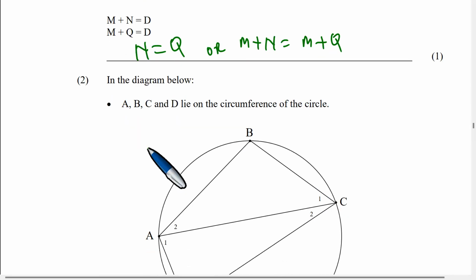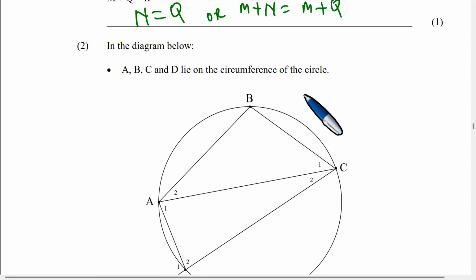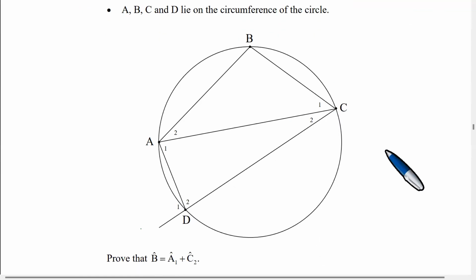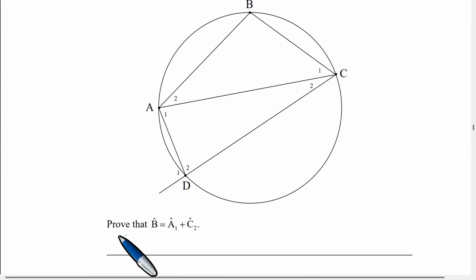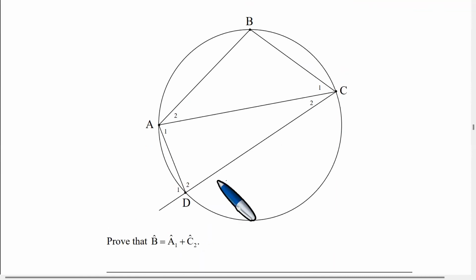In the diagram below, A, B, C, D lie on the circumference of the circle. Prove that B is equal to A1 plus C2. First things first, let's prove this one with ease. How do we start? First things first, we can see that angle D1 is equal to angle B, the exterior angle of a cyclic quad.